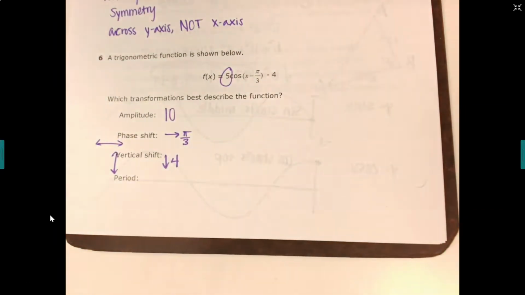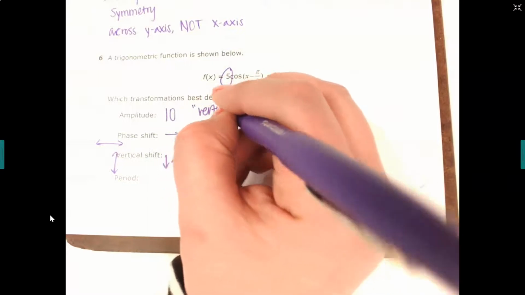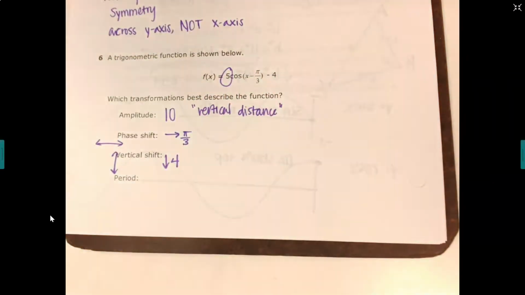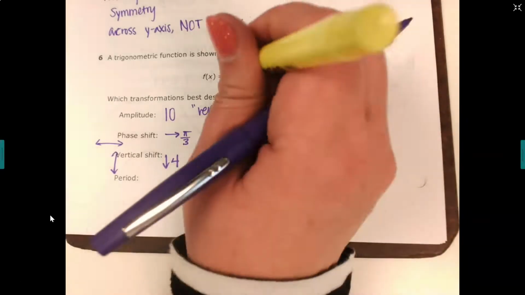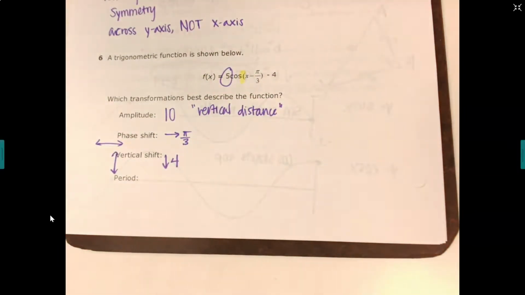I think on your test it might use the words vertical distance. That's the same. So if you see vertical distance, that's just from the top to the bottom. Last thing is the period. Look in the middle. Do I have a number here that's going to change my period? Then it stays the same.